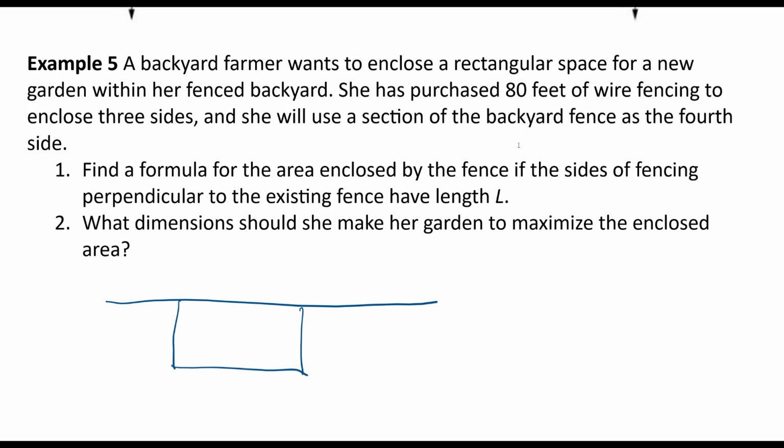Find a formula for the area enclosed by the fence if the sides of the fencing perpendicular to the existing fence have length L. So this is L. That means this side must be 80 minus 2L, because the whole fencing, there and there, must be 80. And if this is L here and this is L here, then that's L plus L, which is 2L, so 80 minus 2L.